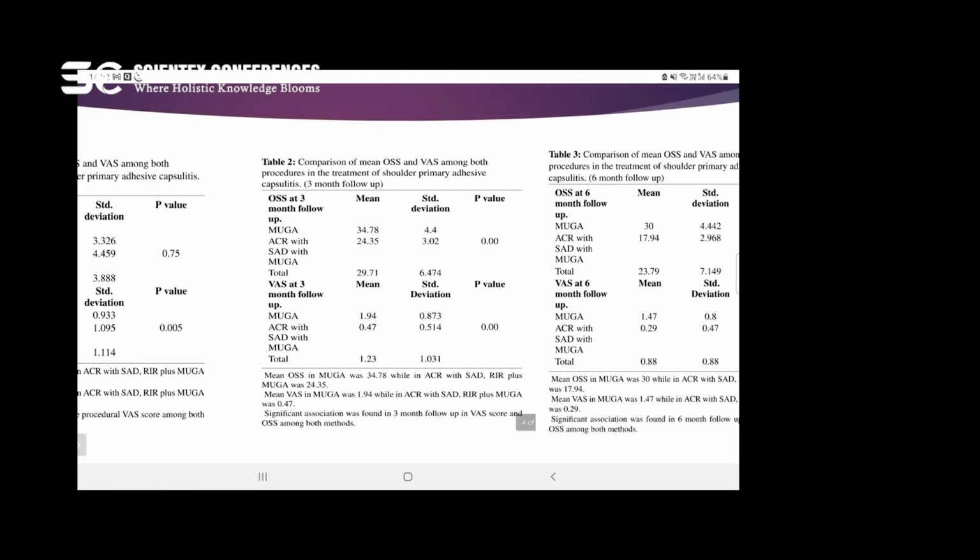So it shows that there is some significant difference between the MUA and ACR with SAD. Whereas for visual analog scale also, it shows significant difference of 1.94 to 0.47. So in the 3 months follow-up, what we have observed is the patients with arthroscopic capsular release with subacromial decompression and rotator interval release with MUA fared better when compared to only MUA. There were some chances of recurrences also in patients with MUA when compared with the arthroscopic capsular release.